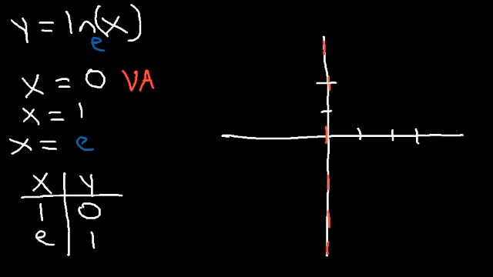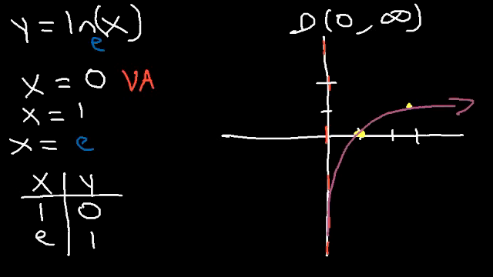The first point is (1, 0), that's the x-intercept, and then (e, 1). e is about 2.7, so (2.7, 1) is roughly in that area. So this graph looks similar to a regular logarithmic graph. The domain is going to be from 0 to infinity. 0 is the lowest x value, infinity is the highest x value.